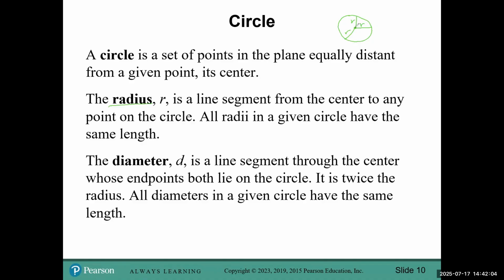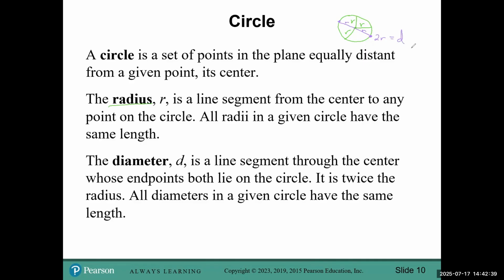Anytime I draw from that center point to a point on the circle, it's going to be R. We also talk about the segment that starts on one side of the circle, goes through the center, and hits the other side. Okay. So notice that this is a radius and this is a radius. And so that distance is going to be 2R, and we give it a special name. We call it diameter. So we use D.